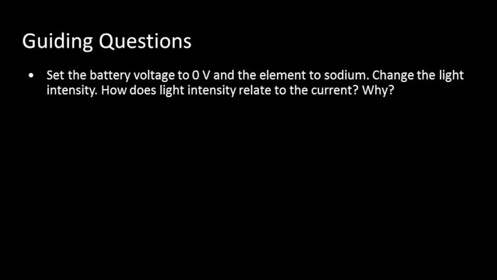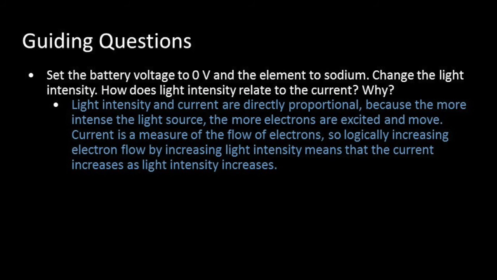Now set the battery voltage to 0 volts and the element to sodium. Change the light intensity. How does the light intensity relate to the current? Why? Well, light intensity and current are directly proportional, because the more intense the light source, the more electrons are excited and move. Current is a measure of the flow of electrons, so logically increasing the electron flow by increasing light intensity means that the current increases as light intensity increases.